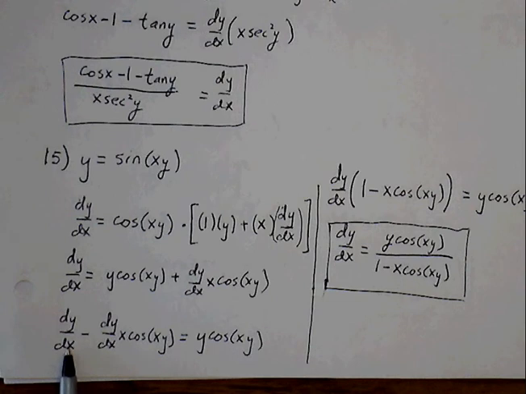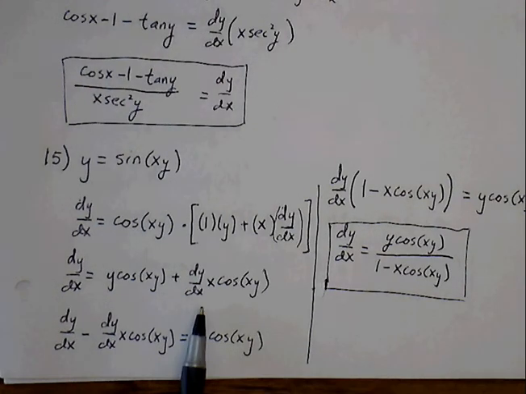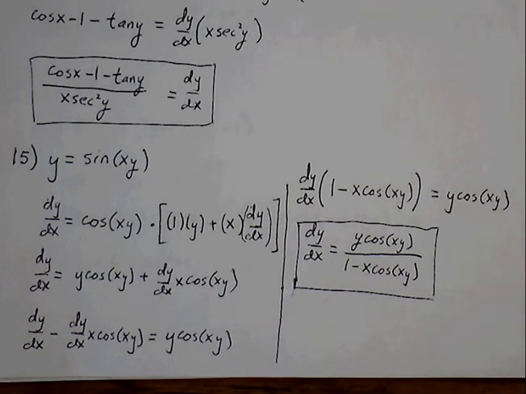Take steps to get dy dx on the left side. So we subtract the dy dx, x cosine xy to the left side. Okay. And then finally, factor out dy dx, and then divide both sides by 1 minus x cosine xy.